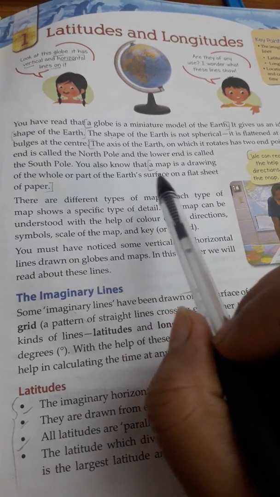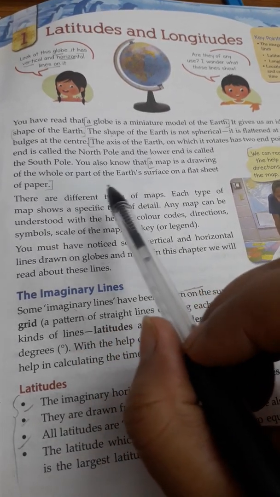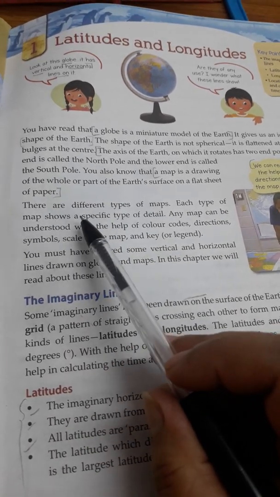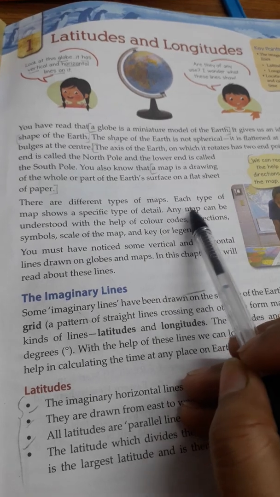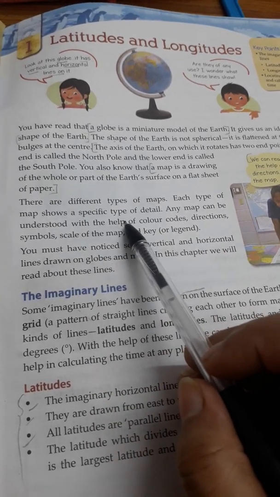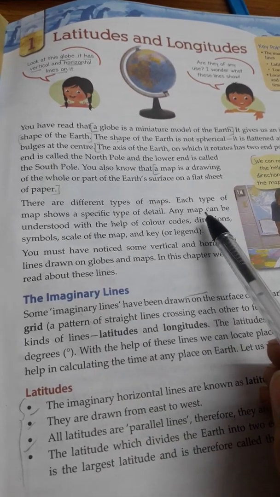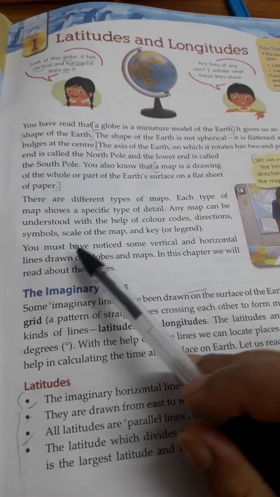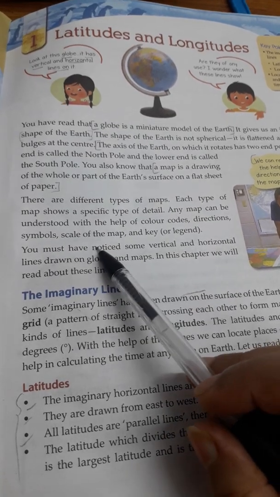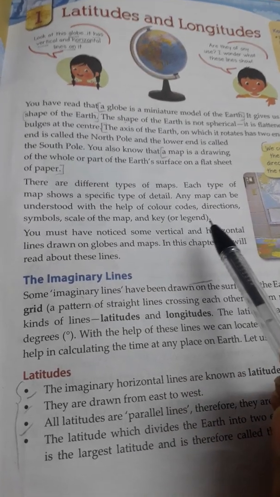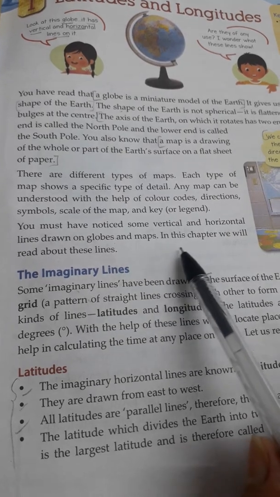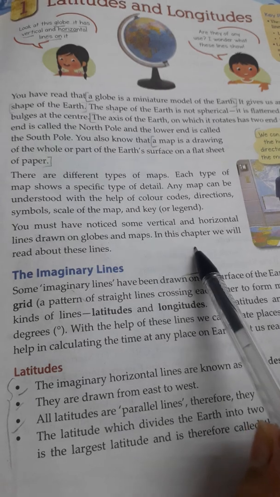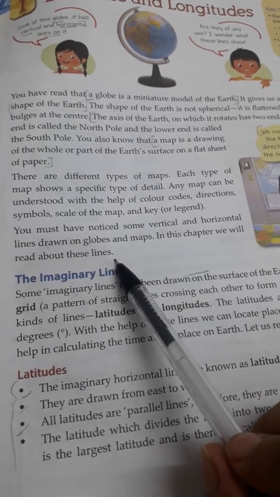You also know that a map is a drawing of the whole or part of the Earth's surface on a flat sheet of paper. There are different types of maps. Each type of map shows a specific type of detail. Any map can be understood with the help of color codes, directions, symbols, scale of the map and key or legend. You must have noticed some vertical and horizontal lines drawn on globes and maps. In this chapter, we will read about these lines.